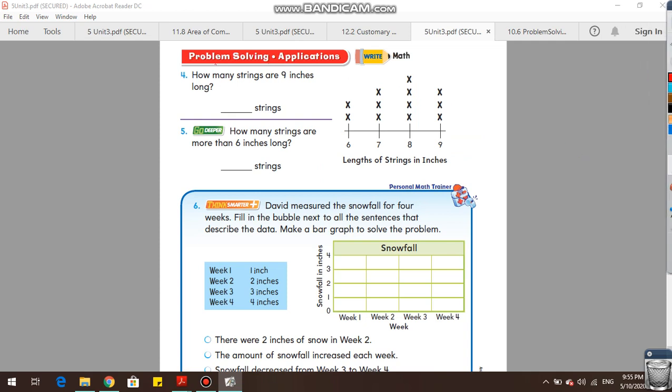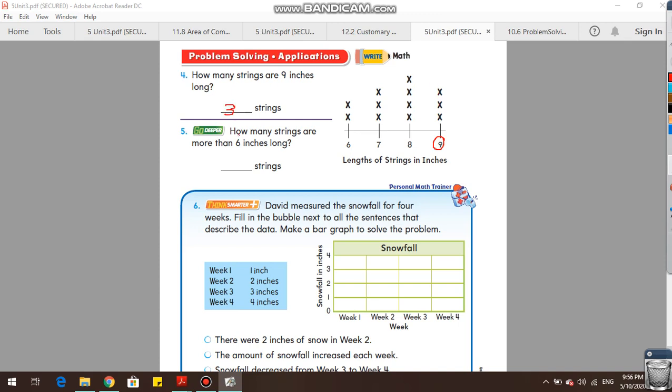Number 4, how many strings are 9 inches long? Okay, here we have a line plot talking about lengths of strings in inches. So 9 inches is here. I have how many x's? 1, 2, 3. So I'm gonna write 3.